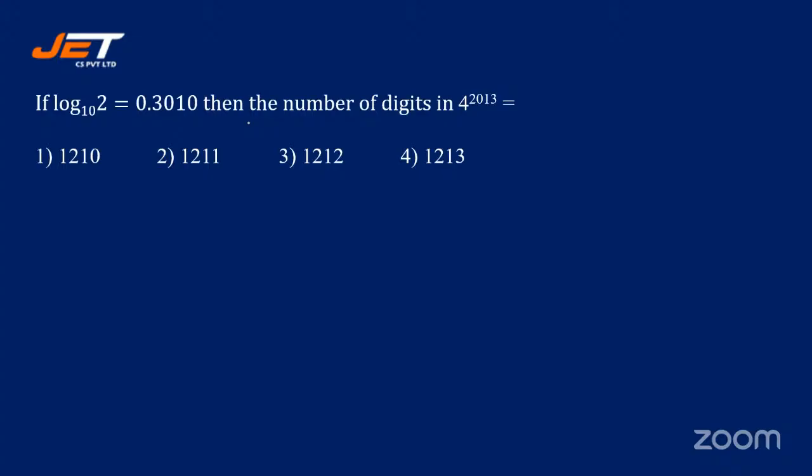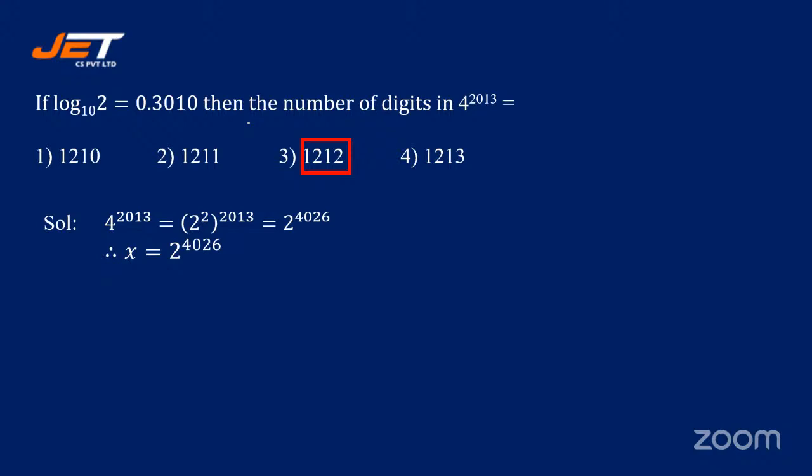Let's quickly do it. If log 2 base 10 is equal to 0.3010, then the number of digits in 4 to the power 2013 is dash. So probably with this we'll complete. You can quickly see the solution. 4 to the power 2013. So 4 can be written as 2 square to the power 2013. So 2 can be multiplied by 2013, which will give 2 to the power 4026. Therefore x is equal to 2 to the power 4026.